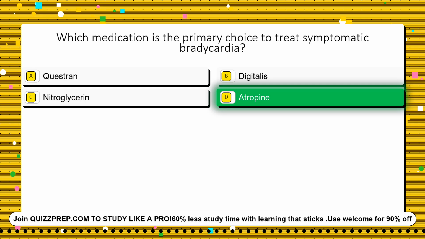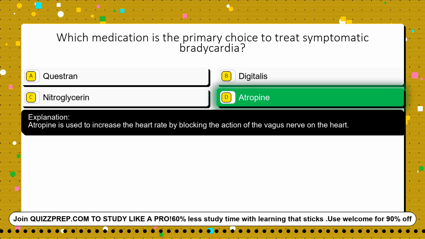The correct answer is option D, atropine. Atropine is used to increase the heart rate by blocking the action of the vagus nerve on the heart.